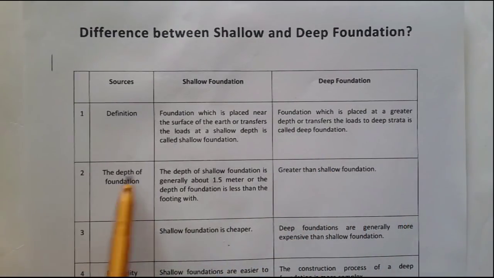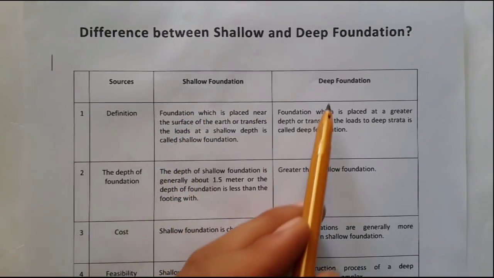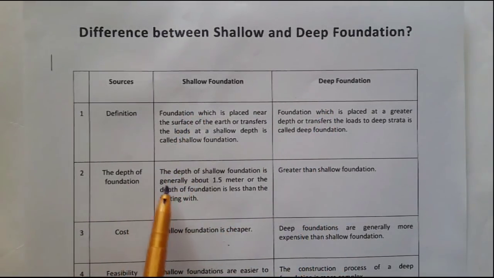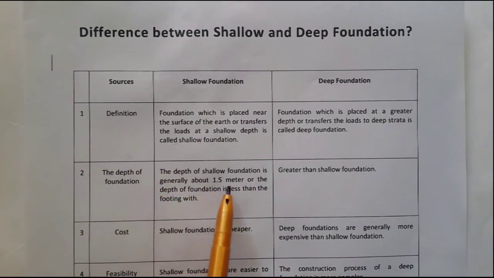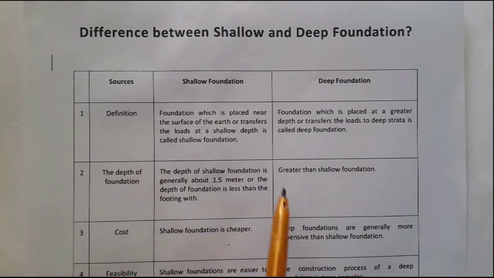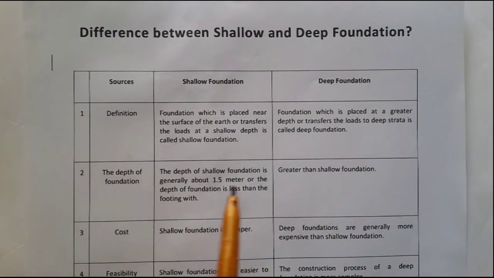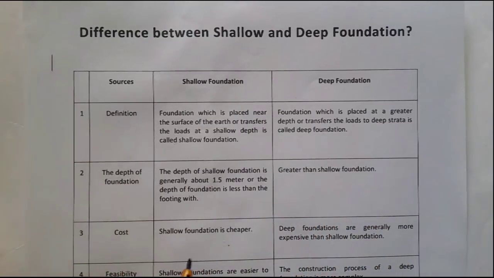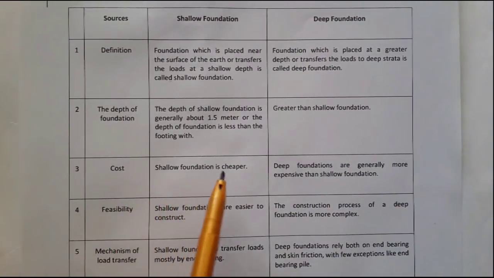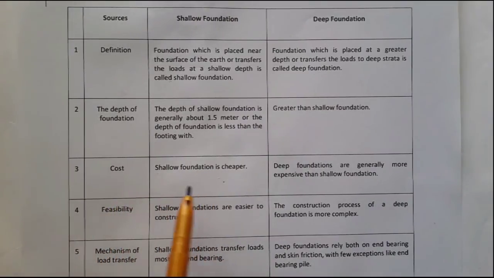Now the difference in the depth of foundation, for shallow and then deep foundation. The depth of a shallow foundation is generally about 1.5 meters, or the depth of the foundation is less than the width of the footing. And for deep foundation, the depth is greater than that of a shallow foundation. Now we have the difference in cost for shallow and deep.